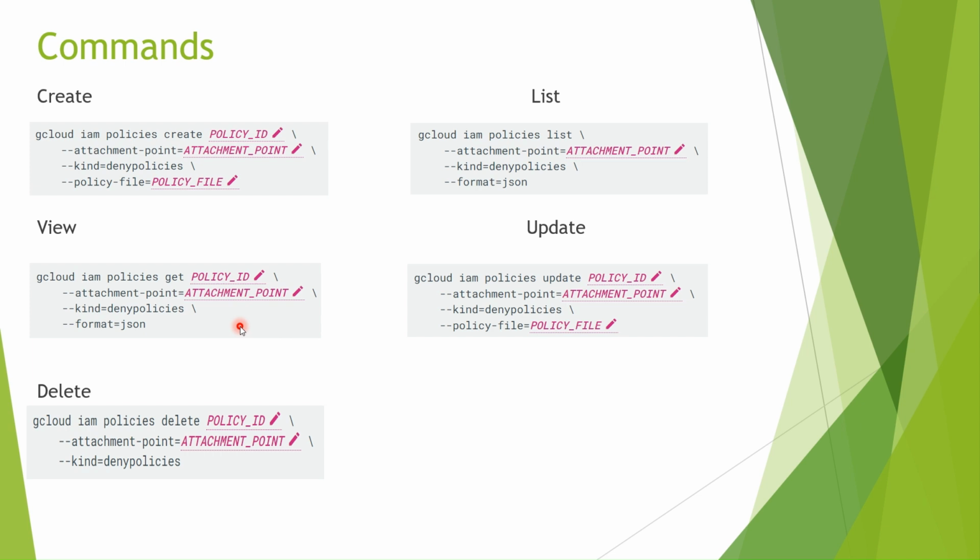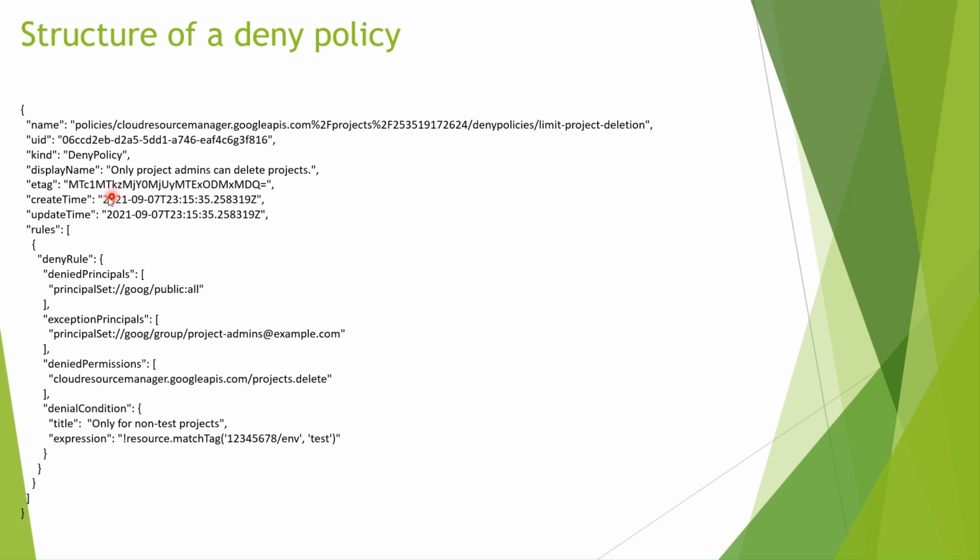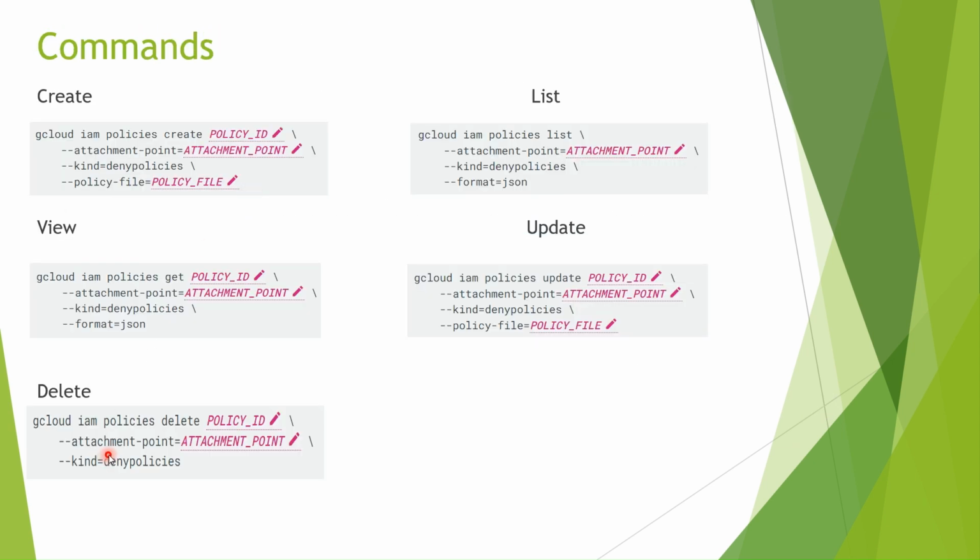If the etag is different, suppose as of now the etag is this and you put in a different etag, your policy update will fail, because it is a very specific thing. Google will match the etag to make sure that you are updating the correct policy. Once you update a policy, the etag value will change and it will have a new etag value. We can also delete deny policies if you don't need them. We will see the demo.